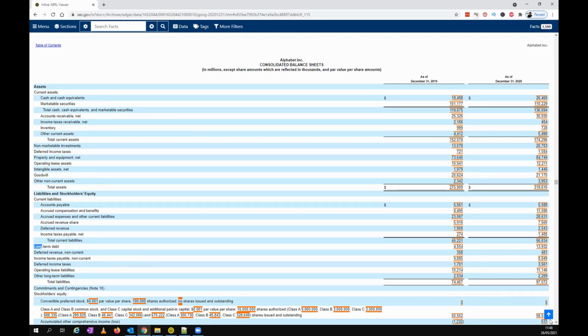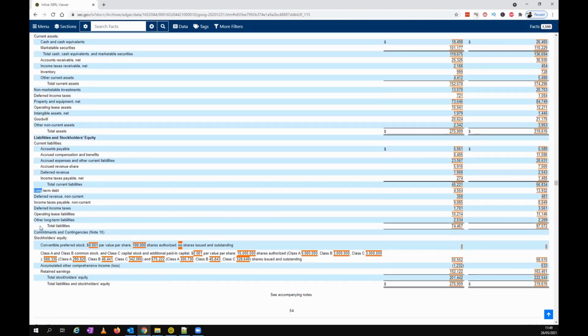Then we have shareholders' equity. In the shareholders' equity, we can see that the company has issued some shares in 2020 compared to 2019. So the total shareholders' equity has gone up in 2020. Now, as per our definition, assets have to balance total liabilities and shareholders' equity. As we can definitely see, this is where our total assets are, this is where our total liabilities are, and this is where our total shareholders' equity is, and it is definitely balancing. I hope this video is useful to you.